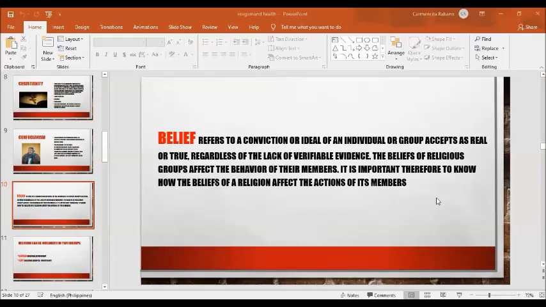Ito yung belief, sinasabi, refers to a conviction, ideal of an individual or group accepted as real or true, regardless of the lack of verifiable evidence. Ito yung mga bakit pinaniniwalaan natin eh. Kayo naniniwala ba? For example, sinabi sa inyo, "Uy, nakakita ako ng multo." Maniniwala naman kaagad kasi pinaniniwalaan mo yan eh. Di ba? Pero dito sa religion, pag sinabing belief natin sa religion, di ba tayong lahat, kahit nung bata pa lang tayo, alam natin na ang ating Lord or ating God ay si Jesus Christ. Di ba na pinaniwalaan natin even without evidence?